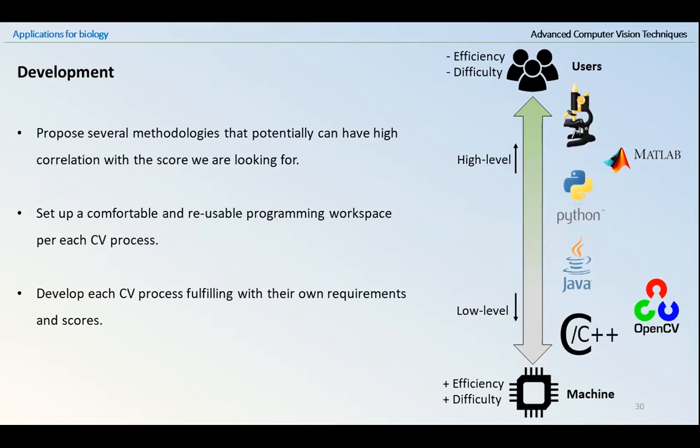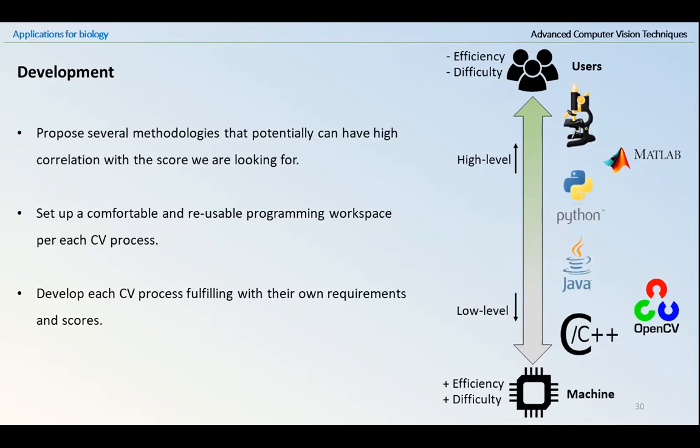Development. Once the requirements and processes have been identified, now it's time to start developing them. Propose several methods that potentially can be effective detecting the feature you are looking for. Set up a comfortable workspace for each computer vision process and develop each process following their requirements and scores.